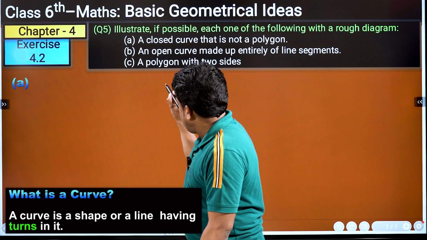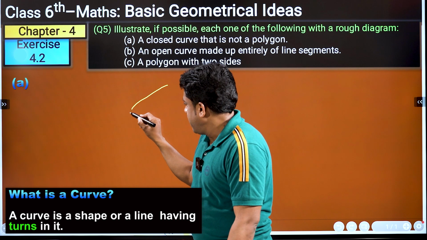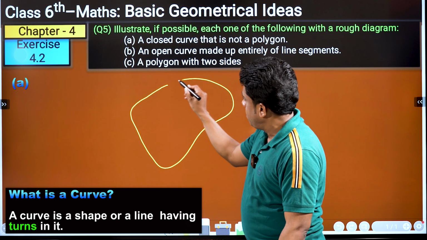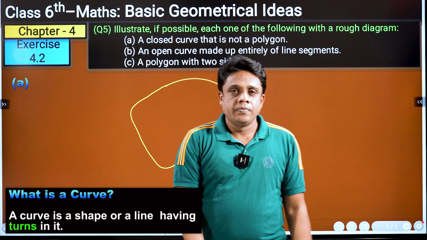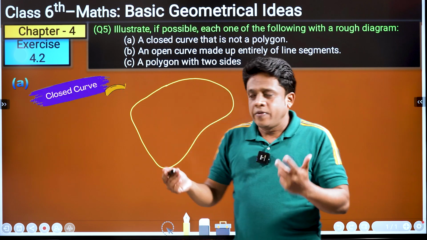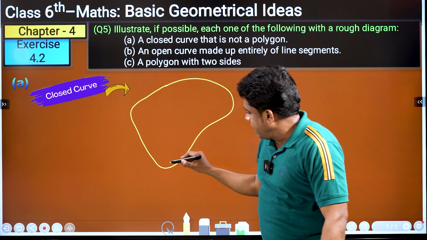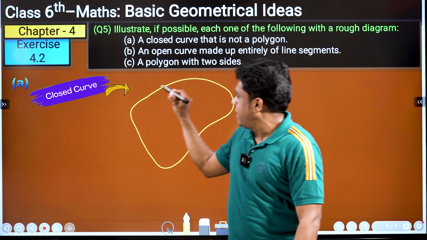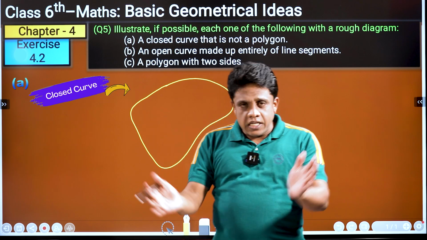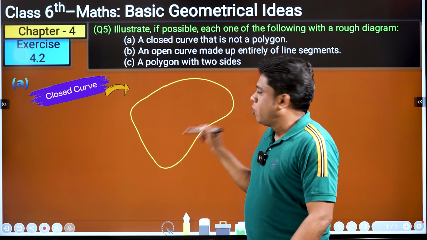I'm going to draw a curve now. Look here. Here we have a turn, again there is a turn, again a turn, and it is completely closed. So this is your closed curve. A curve is any diagram that will have turns. Here we have a turn, again a turn, again a turn. That means it is a curve, and also a closed curve, because it is not open anywhere.